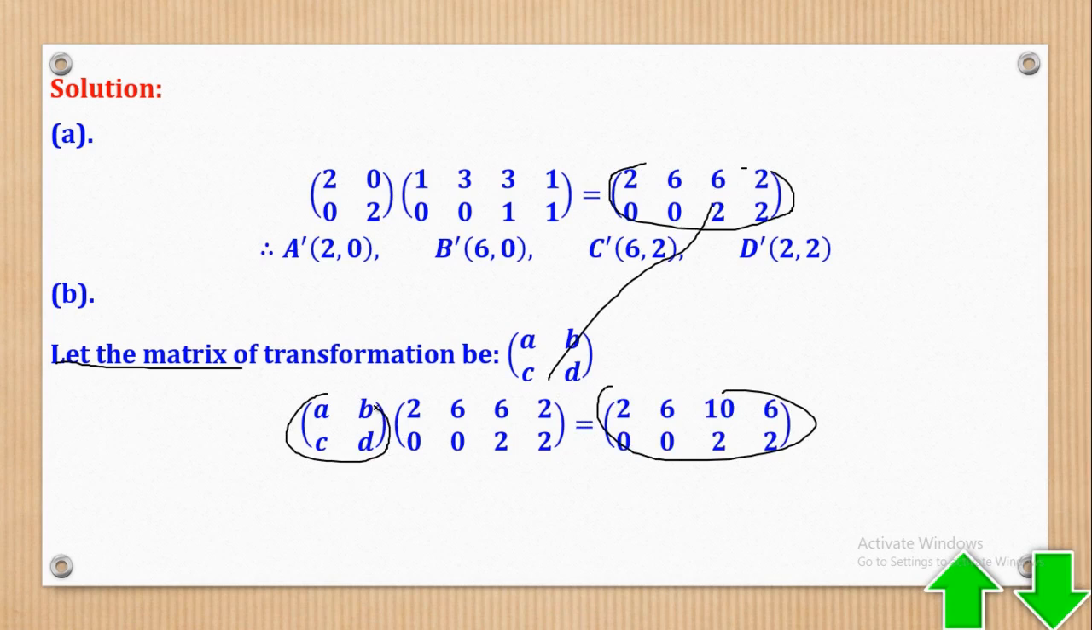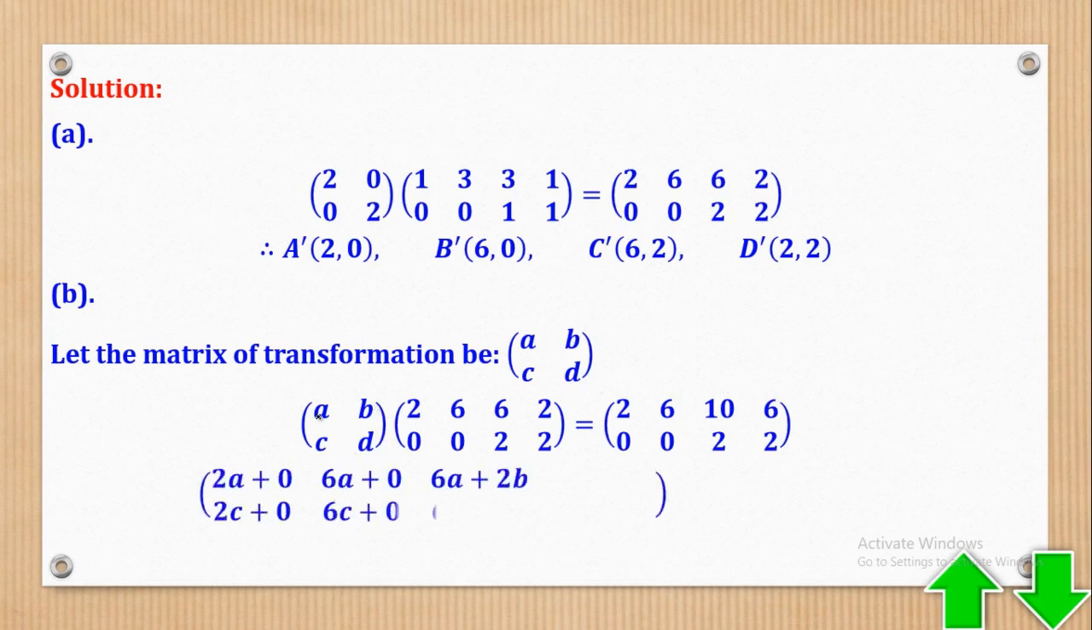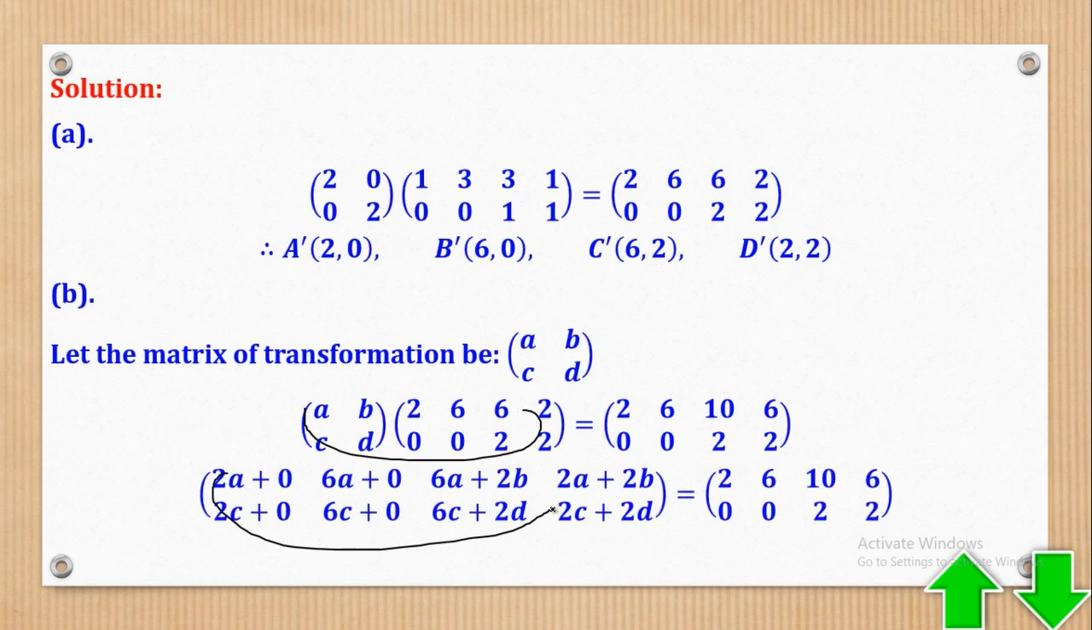So remember, the order matters. It has to be the transformation matrix multiplied by the object. When I multiply, this side will come up with this. I think by now you know how to multiply matrices. So next is to compare. For example, I can compare 2A with 2 to come up with A, which is 1. And I also compare 2C with 0 to come up with C, which is 0. I can also compare this with this. The good thing is I already know A, so I can get B. And I also compare this with this, and since I know C, I can get D. So let's do that in the next slide.